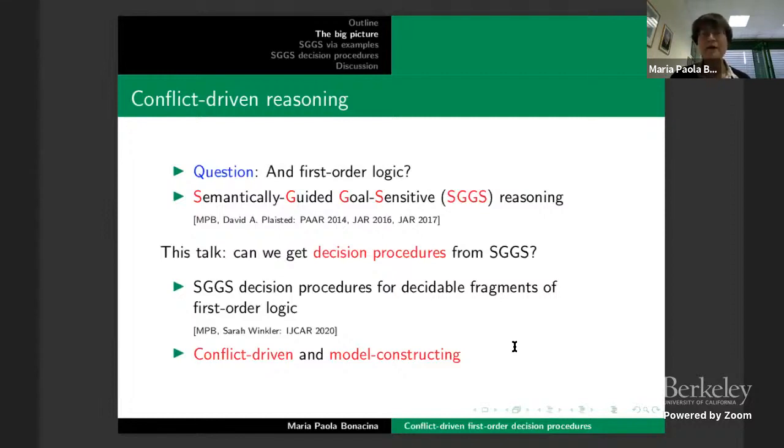But what is interesting is that the decision procedures that we get from SGGS are conflict-driven and model-constructing, which is rare for decision procedures in first-order logic, because, for example, if you consider resolution-based decision procedures, when they terminate and discover that the set of clauses is satisfiable, they typically yield a saturated set of clauses, which, however, does not represent a model, because resolution is not a search procedure that proceeds by searching for models and solving conflicts.